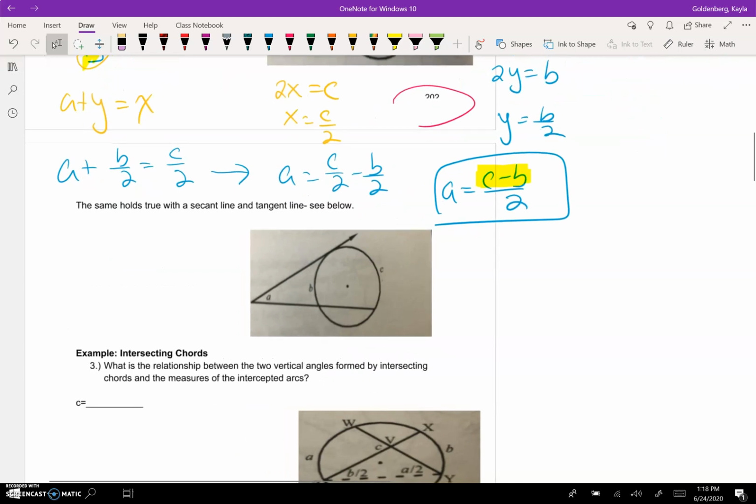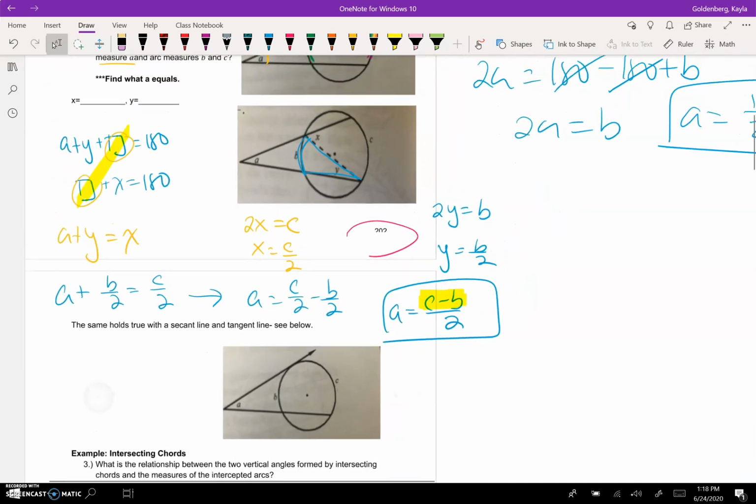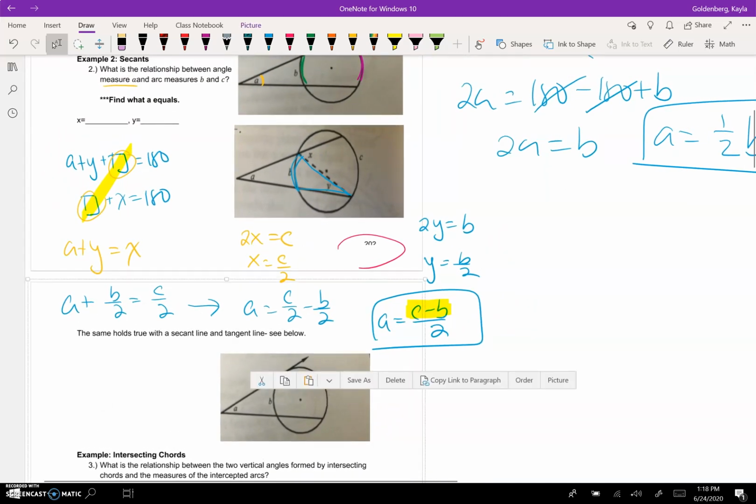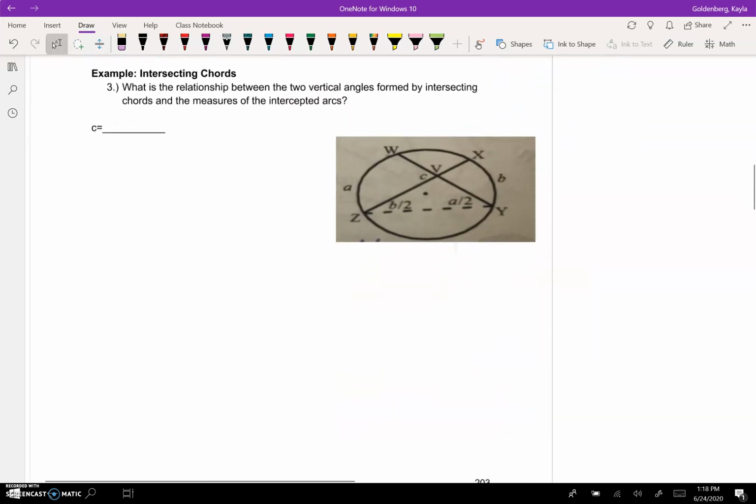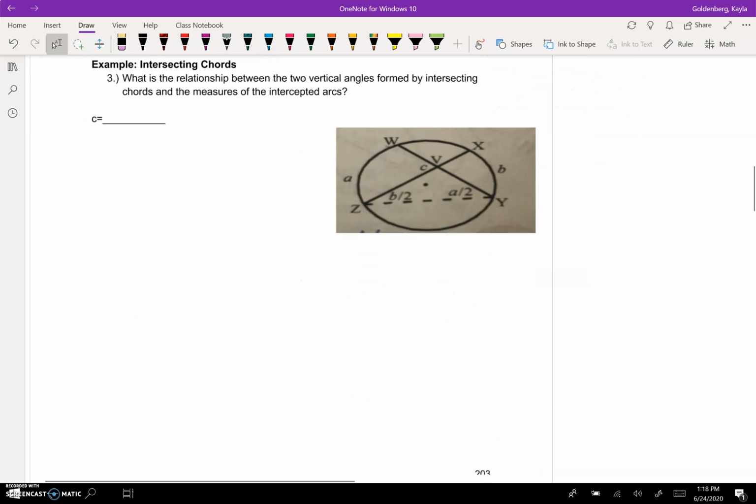And just a little aside, the same holds true with a secant and a tangent line as seen below. So before we just had two secants, and by secants I mean that this line went through the circle in 2 points, and this line went through the circle in 2 points. This picture below is the same idea, but one of them being a tangent, which is this guy here because it's a line that touches at 1 point. And the same just holds true. I didn't see the need to show you guys why. These are just some proofs that the Competition Math for Middle School book focuses on.